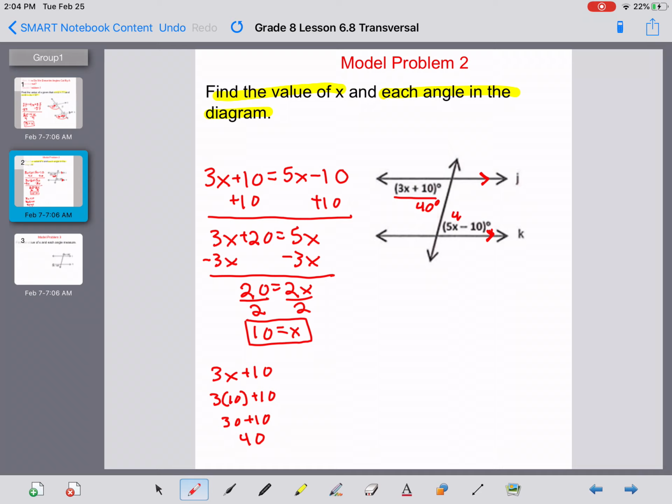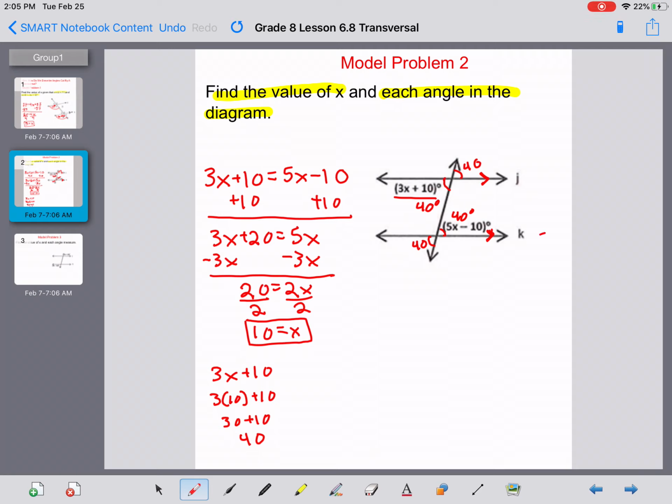I know that this angle would also be 40 degrees as well. This angle and this angle are vertical, so that would be 40. This angle and this angle are also vertical, so that would also be 40. The vertical angles are easiest to find.